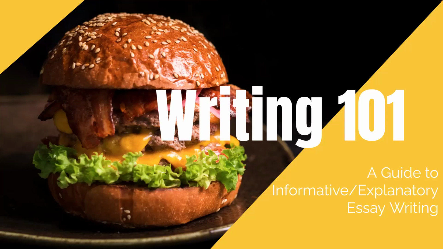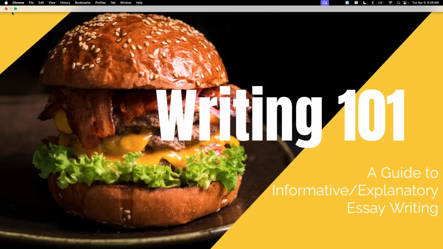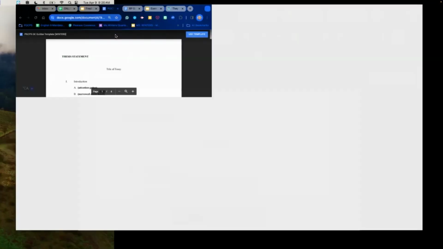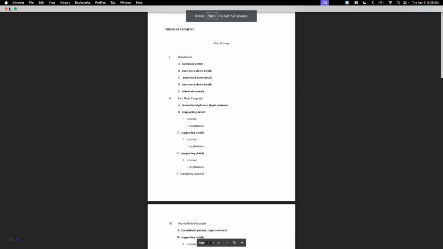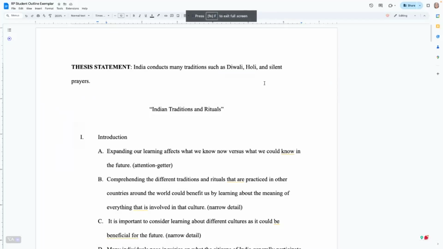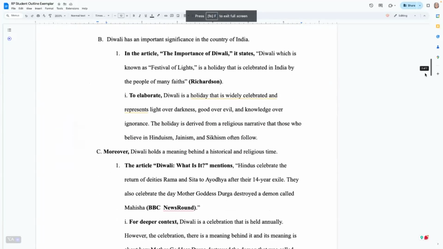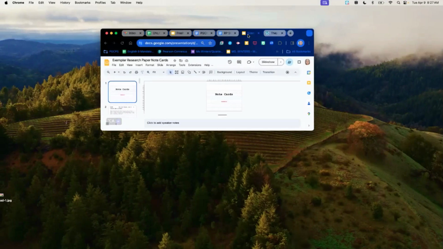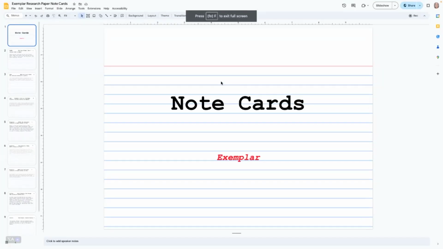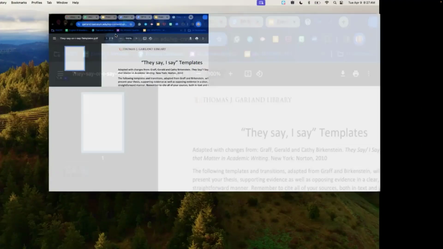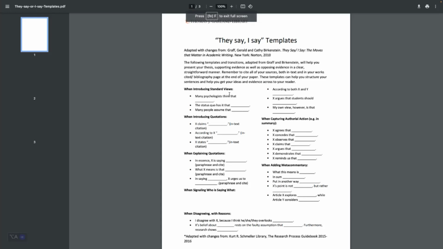So what you want to ensure is that you have uploaded this document here, the Writing 101, as well as your thesis statement outline template, this exemplar that I have provided for you all, the student outline exemplar, your own set of note cards, as well as this template here that shows you how to introduce quotes or explanations.